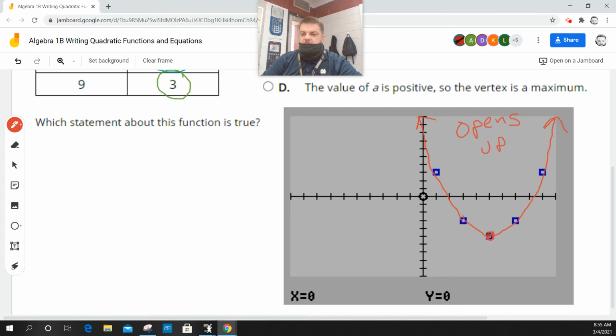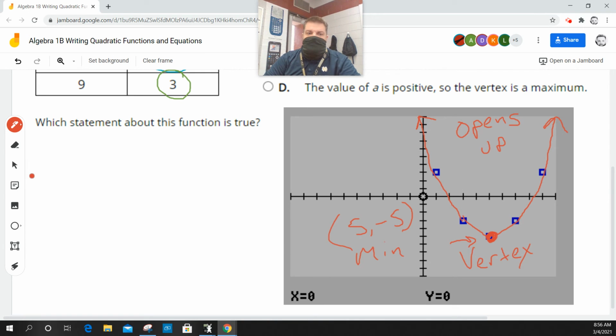What's the fancy word for this? Vertex. Is that a minimum or a maximum? That's a minimum. The reason we call it the minimum is this is going to be the lowest y value. Where does that occur? 5 comma negative 5? Okay, good.